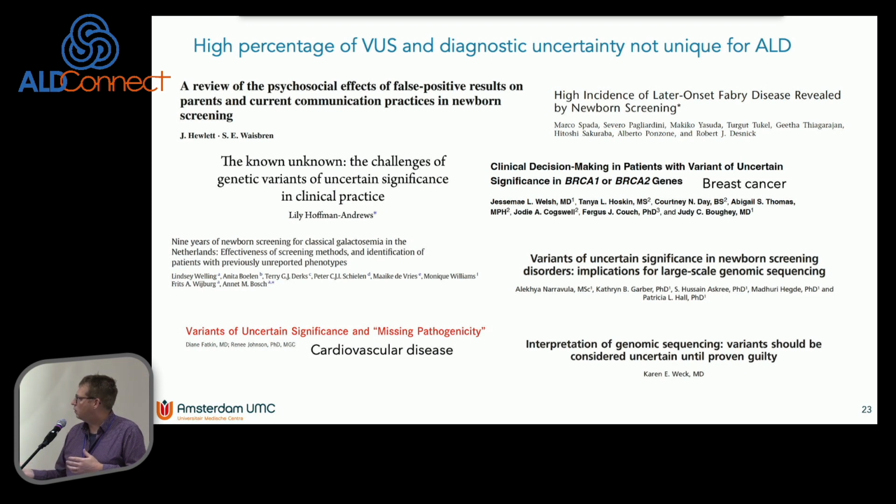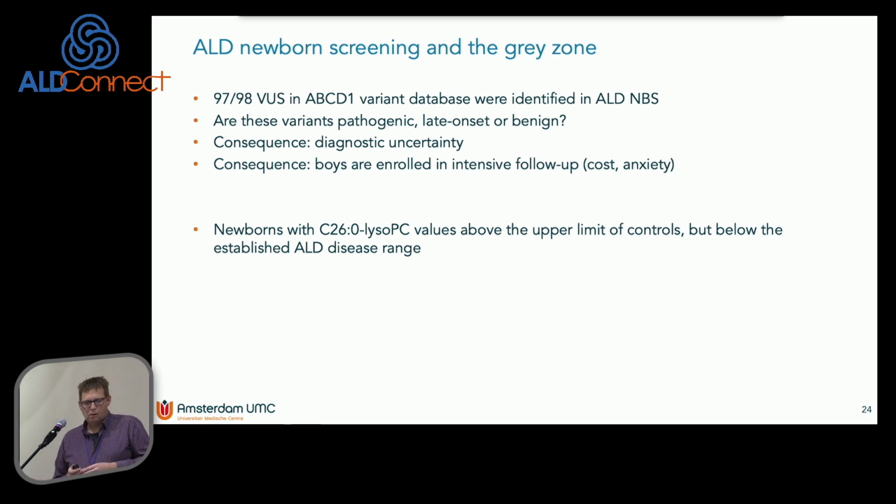Also in breast cancer, 20 to 25% of the variants that are found are unclear as to whether they are disease causing. In cardiovascular disease, the same story. It's also about 20%. Every time, between 15 and 25% of the genetic findings are unclear. So we see variants of uncertain significance. The question is, are these pathogenic, late onset, or benign?